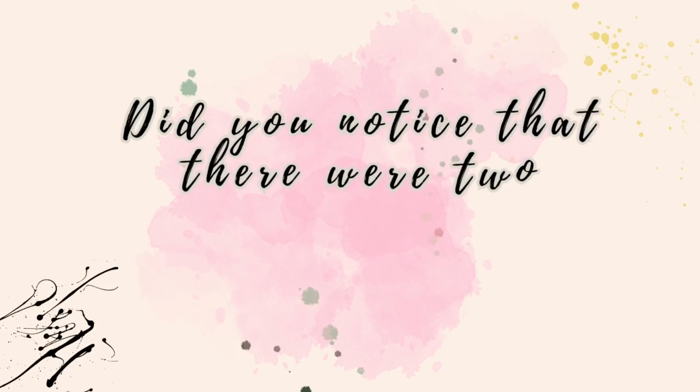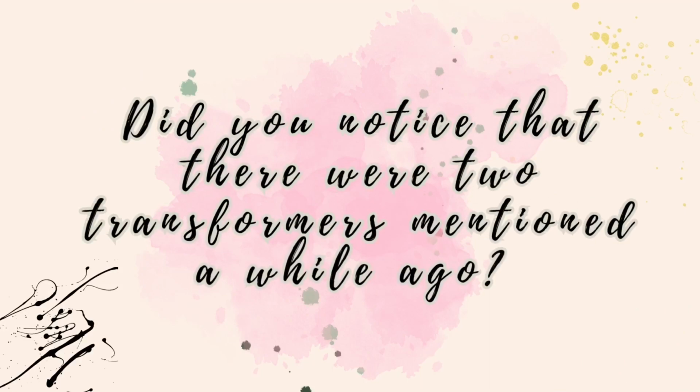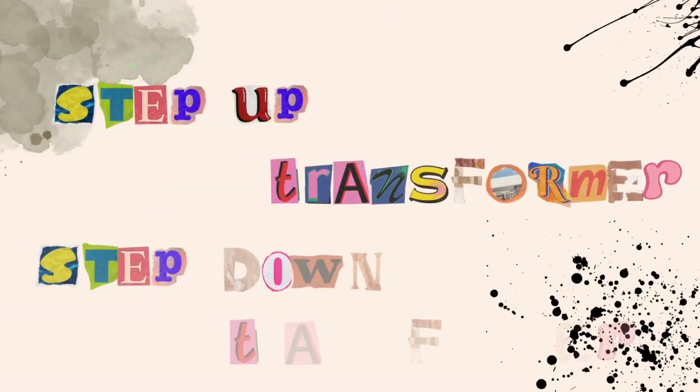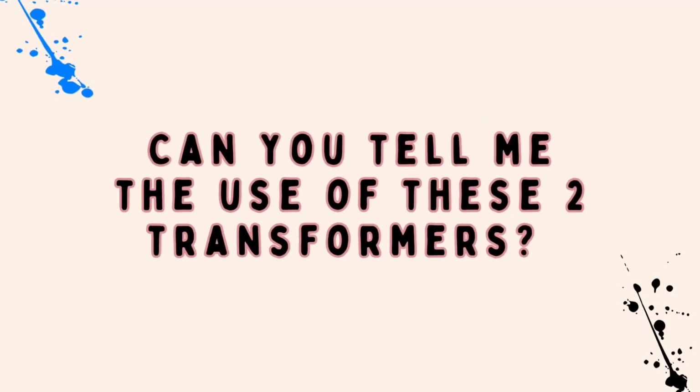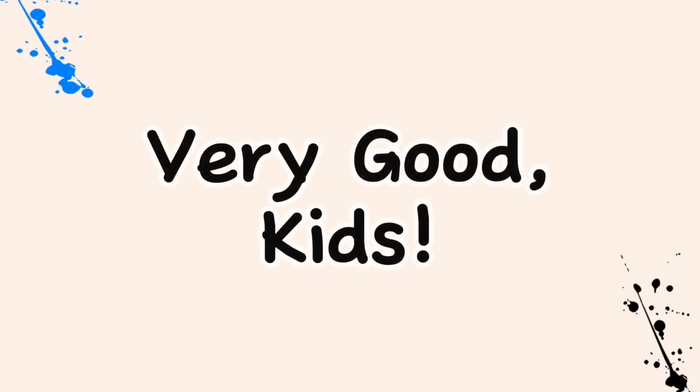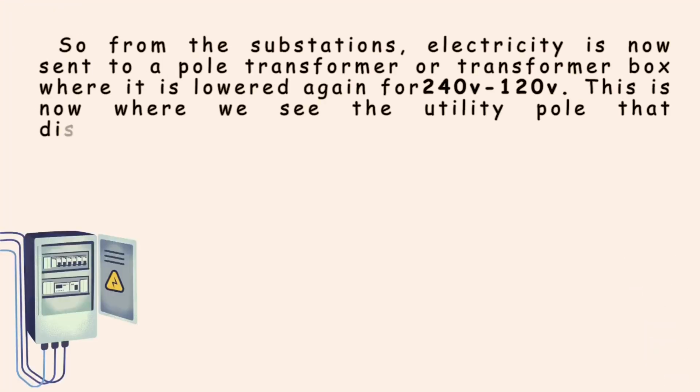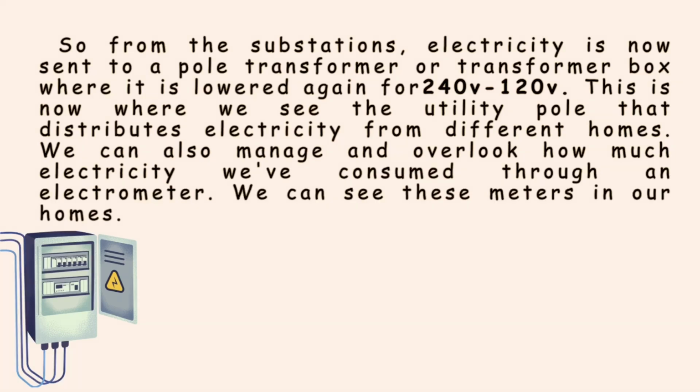Did you notice that there were two transformers mentioned a while ago? Which is the step-up transformer and the step-down transformer? Before we continue, can you tell me the use of these two transformers? Very good, kids! So from the substations, electricity is now sent to the pole transformer or transformer box where it is lowered again from 240 volts to 120 volts. This is now where we see the utility pole that distributes electricity to different homes.